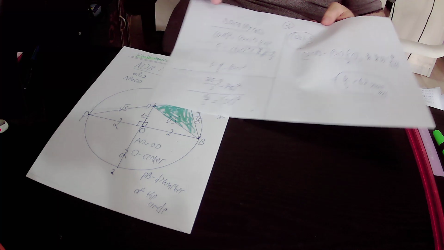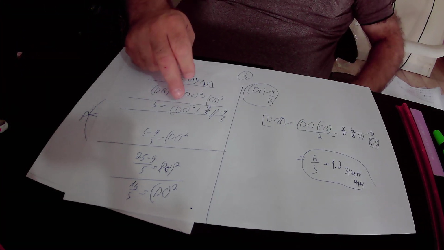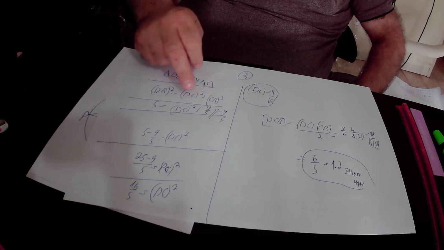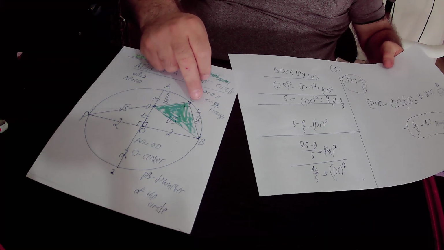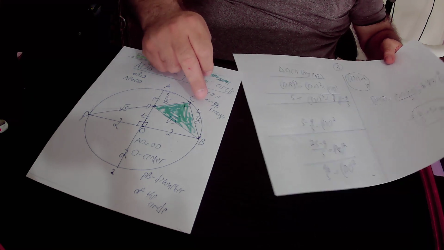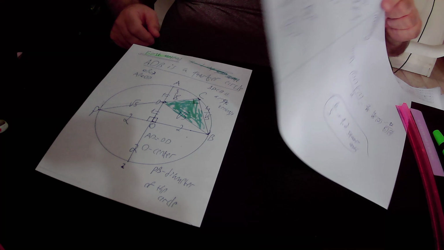DB is square root of 5 units, so DB square is square root of 5 squared, that is 5. DC square is the missing one, so we leave it as it is. CB is 4 over square root of 5, so CB square is 16 over 5.